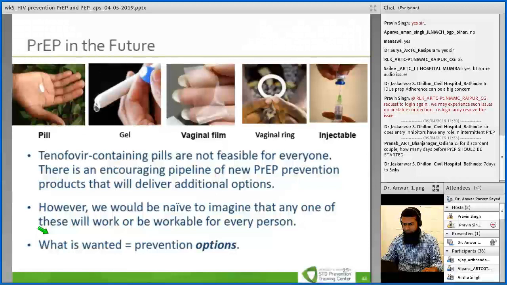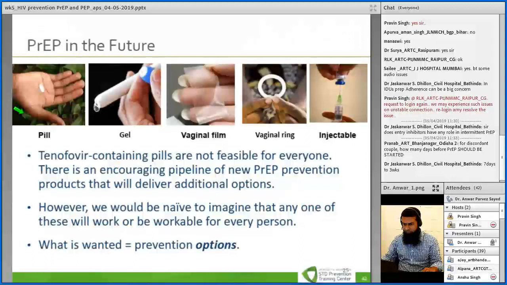So if you come across a serodiscordant couple and the positive partner has a TND viral load, and the negative partner does not have any risk of HIV, then should we give PrEP to that line? No one answers that question, but obviously if someone wants to take it, you can give it in those patients. So what is it in future?